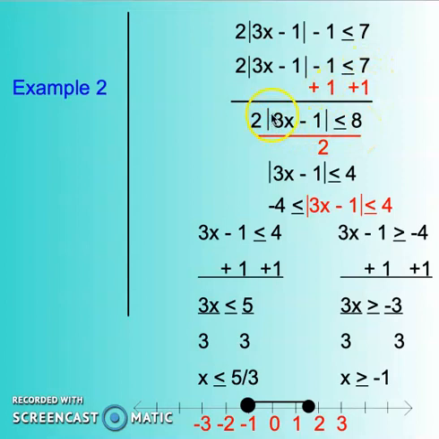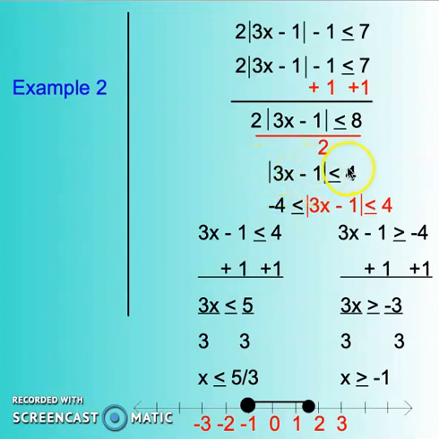And then I want you to treat absolute value symbols kind of like parentheses. If there is a number next to them, it means that they're being multiplied. So really this 2, it's 2 times this entire absolute value. And so to get rid of it, we need to divide by 2. That would be the inverse. So if we divide by 2, then we have 8 divided by 2 is 4. 2 divided by 2, they just cancel each other out. And so what's left is the absolute value of 3x minus 1.